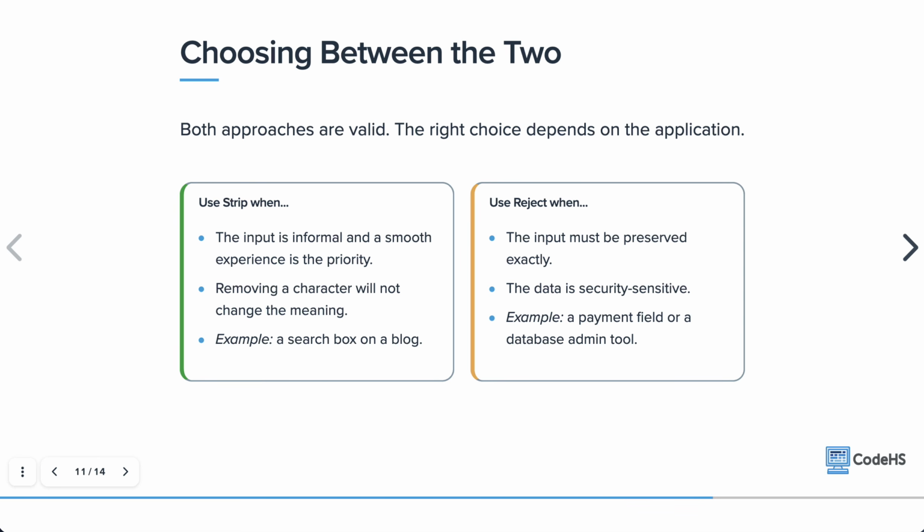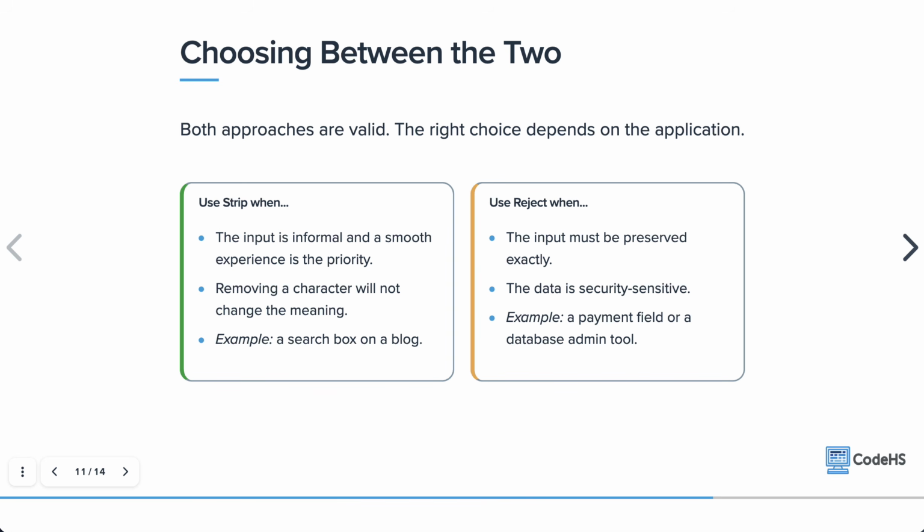Both approaches are valid. The right choice depends on the application. Use strip when the input is informal and a smooth experience is the priority, or when removing a character will not change the meaning. A search box on a blog is a good example. If a user types weird punctuation, you can quietly drop it and still return useful results.